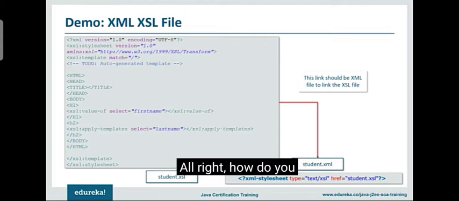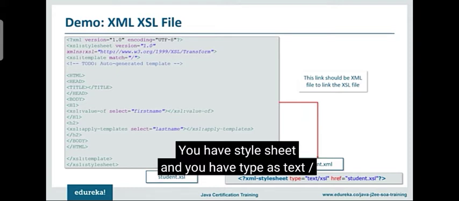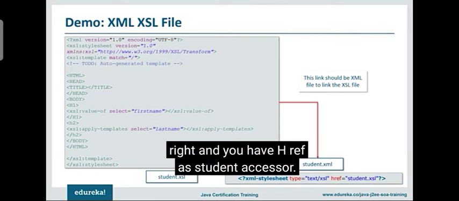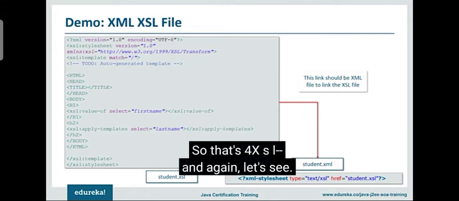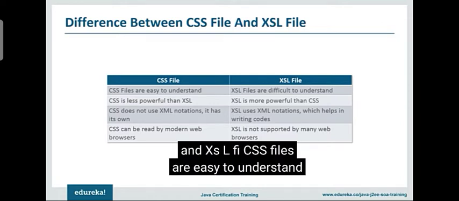All right. How you link XSL to XML is pretty much similar to CSS. You have the stylesheet and you have type as text/xsl and not CSS, right? And you have href as student.xsl. So that's for XSL. And again, let's see what's the difference between CSS and XSL files.